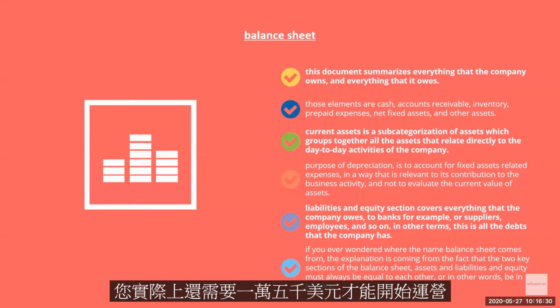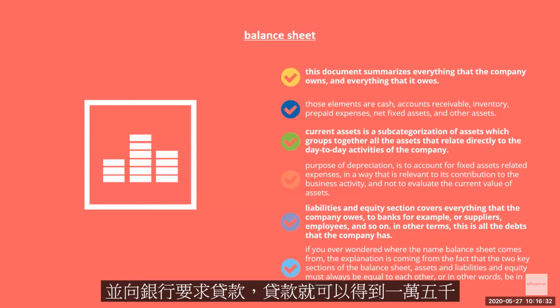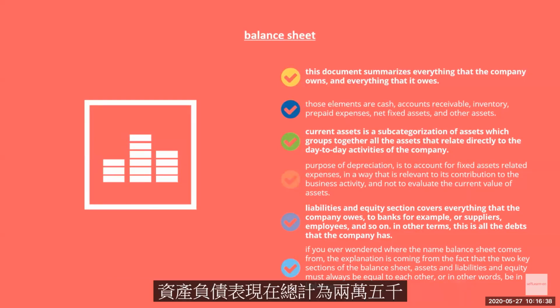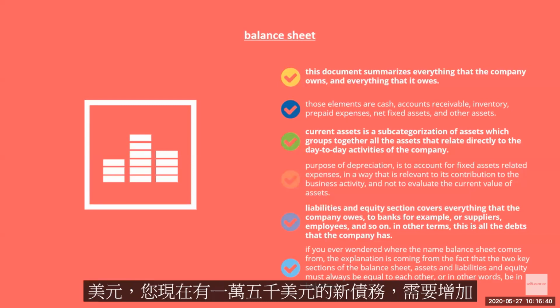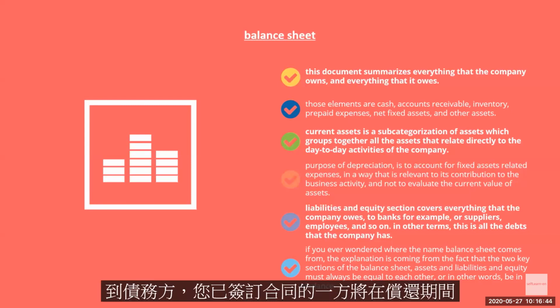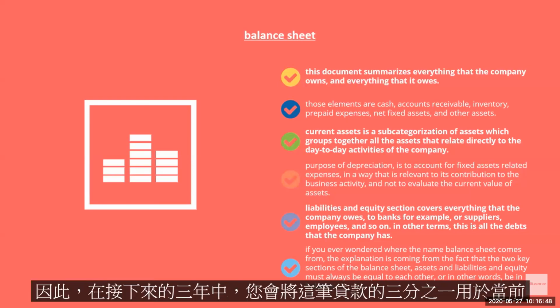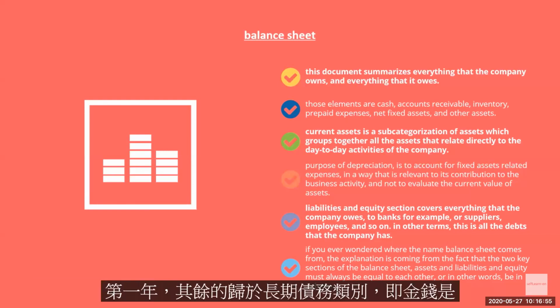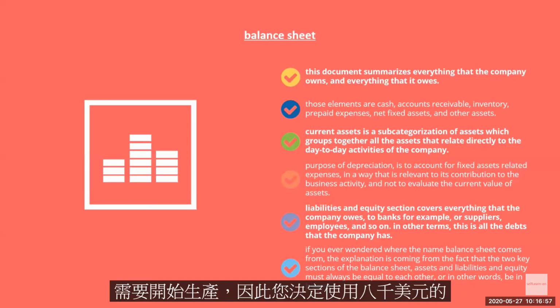You actually need $15,000 more to start your operations and ask the bank for a loan. The loan is granted and you get $15,000 more on your bank account. Again, this gets added to the cash category of the balance sheet, totaling now to $25,000. You now have a new debt of $15,000 and need to add it to the liabilities side. The loan you have contracted is to be repaid during the next 3 years. You therefore put 1/3 of that loan on the current portion of debt category. This is the portion that will be repaid in the first year, and the rest goes to the long-term debt category.